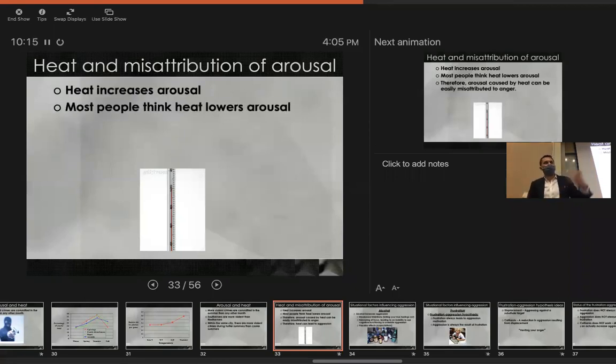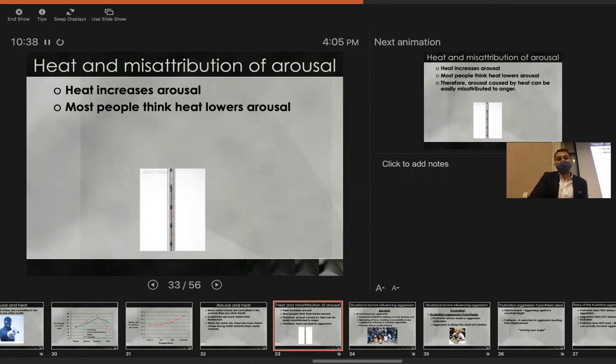But what people tend to believe is that heat lowers arousal. Okay, because if you think of a really hot day, you're thinking about just kind of laying out and doing nothing for a while, right? So people think heat lowers arousal. So what that means is that when people experience these heightened arousal feelings that were actually created by heat, they don't attribute it to heat because they think heat lowers arousal. So they start looking for some other reason why their physiological arousal levels are heightened.